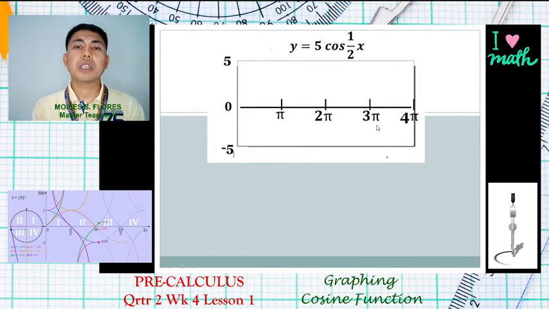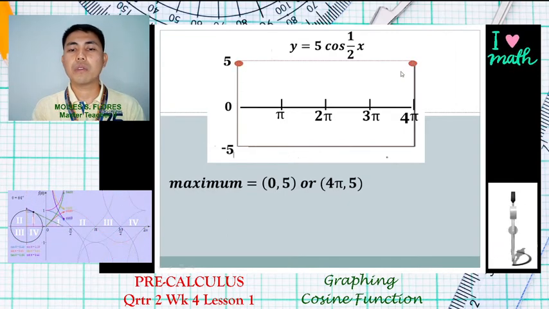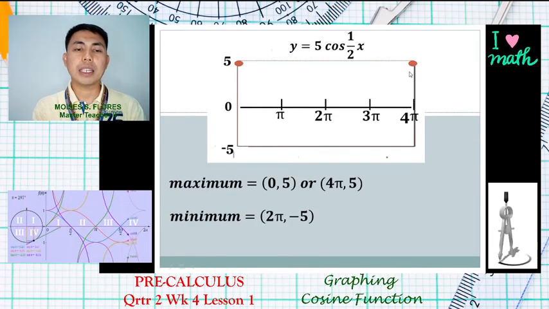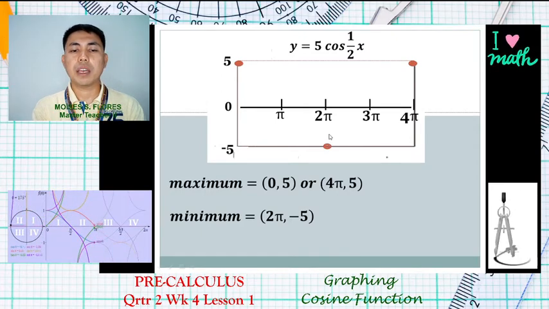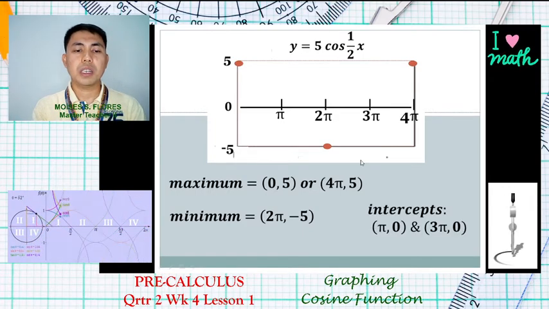After considering now the 4 equal parts, we have to plot our maximum point. Our maximum point is (0, 5), or we could have (4 pi, 5). And of course, on the other hand, our minimum point is simply (2 pi, negative 5). There you have it. And lastly, we have the intercepts. Considering this one, (pi, 0), and our third interval is (3 pi, 0).